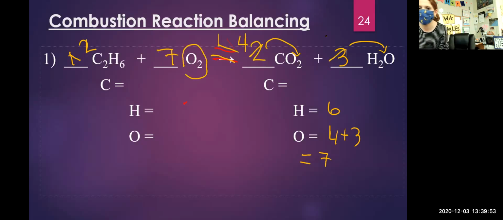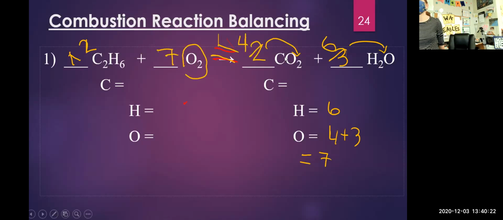So what do I mean by double it? These end up looking kind of messy because you're going to have to cross things out. But if you count again and look at our totals, you're going to see that now it is all balanced. On the left side, we have 14 oxygen. On the right side, we have 4 times 2 is 8, plus 6. What does that equal?